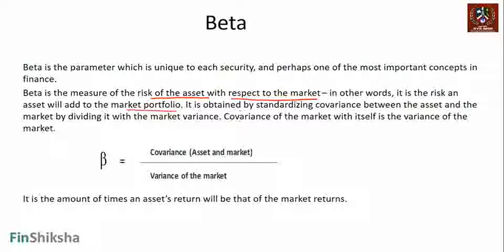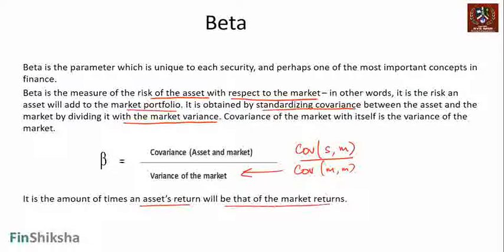Now, how do you get to this? The mathematical formula is obtained by standardizing covariance between the asset returns and the market returns, and then dividing it by the market variance. In other words, covariance of the security and the market returns divided by covariance of the market returns with itself. Covariance of the market returns with itself is the variance of the market. Now, the mathematics aside, we don't need to really get into this detail of the formula. It's the amount of times an asset's return will be that of the market returns.